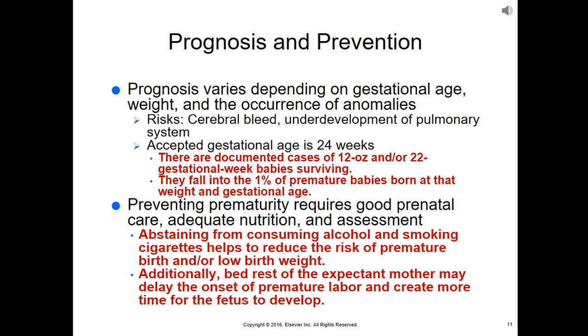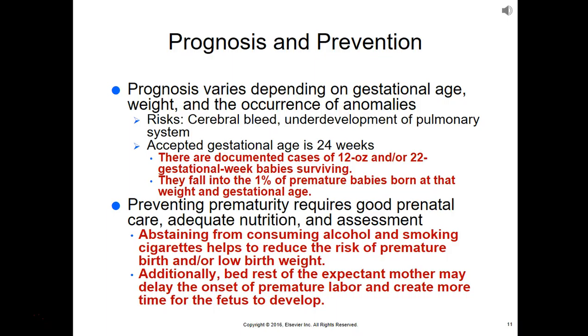The accepted gestational age is 24 weeks. So I put some notes in here that I thought were interesting though. There are documented cases of 12-ounce and or 22-week gestational babies surviving. So yeah, you heard and read that right. A 12-ounce baby survived, and one that was at 22 weeks gestation survived. They fall, though, into the 1% of premature babies born at that weight and gestational age. So very few babies that are born before 24 weeks or born that small survive.